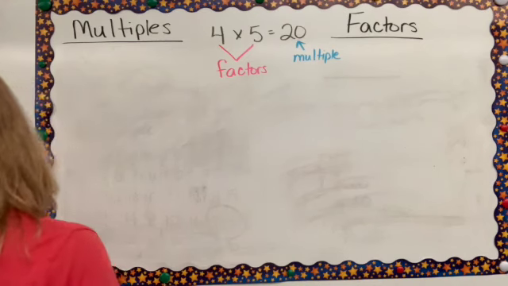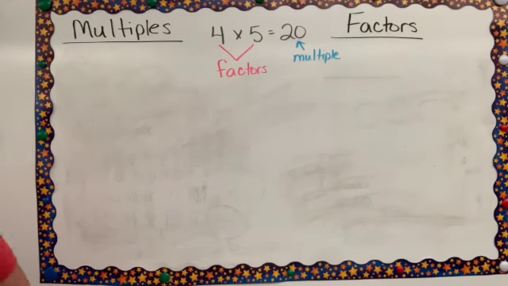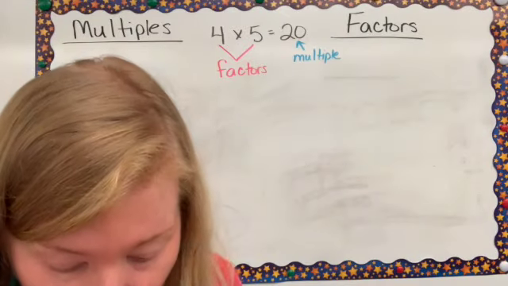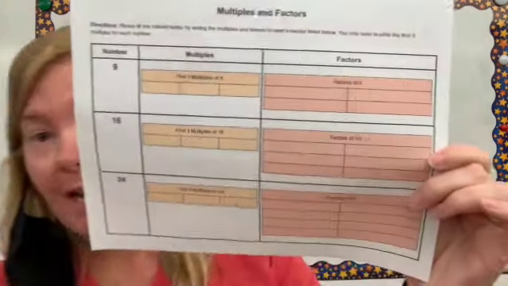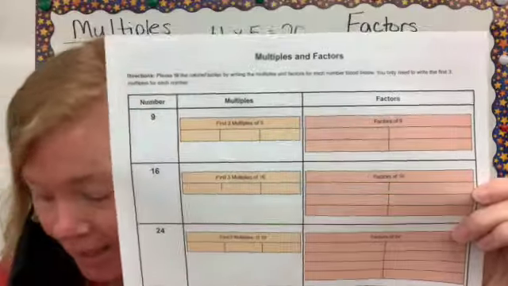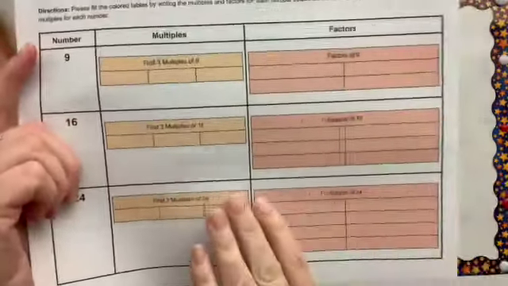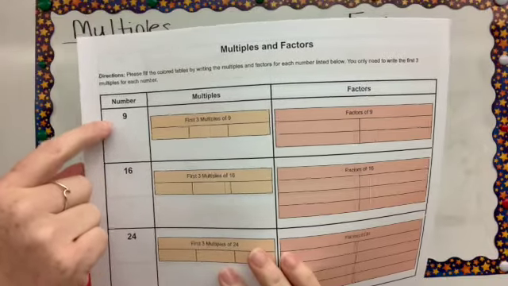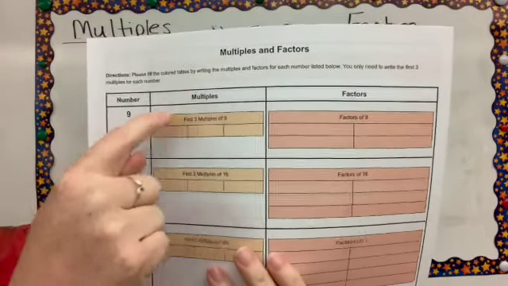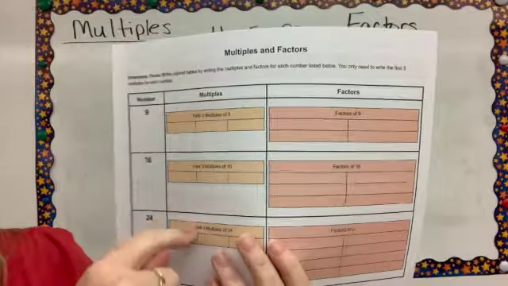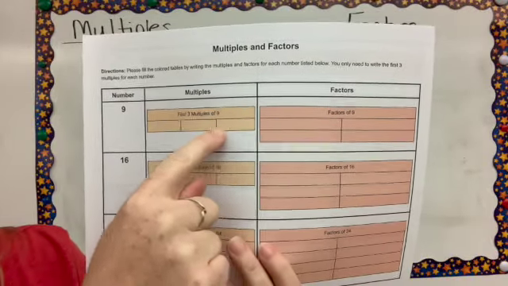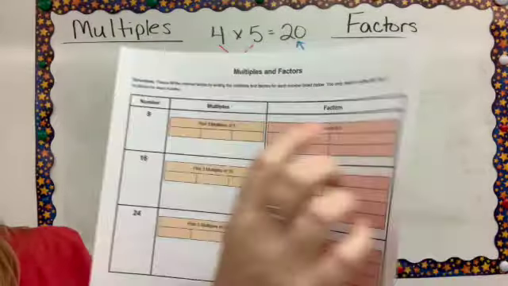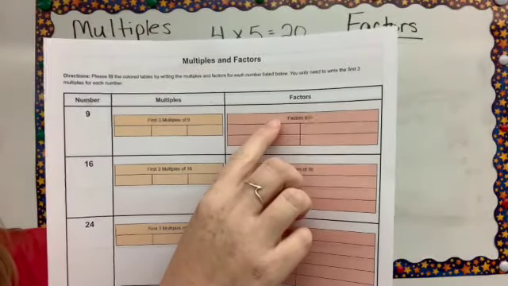Now I'm going to show you your work real fast so you know how to relate what we're about to do to your work. This is the document that is on your Google Classroom today. This is what you are going to be completing. So you have a table, and on this side you have the number that you are using. So the very first number you're going to use is 9. In the first column, you are going to list the first 3 multiples of 9. In the second column, you are going to list the factors of 9.